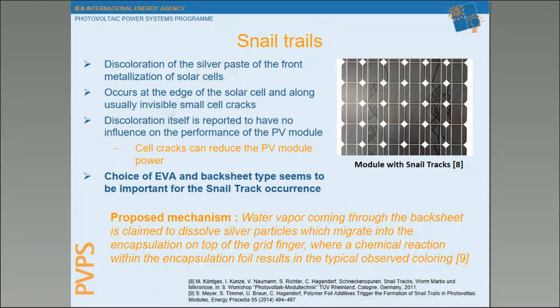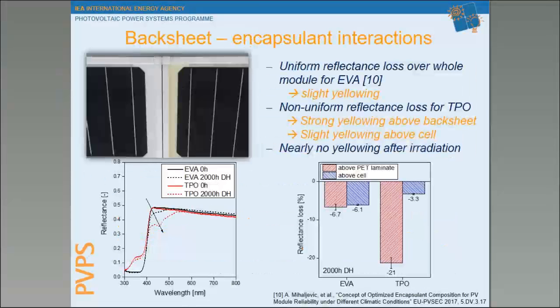When we're looking at snail trails, also just by the right choice of EVA and backsheet types, this effect can be avoided, namely via its permeation properties, especially the water vapor permeation properties. So here is another case of what material interactions can do in a PV module.